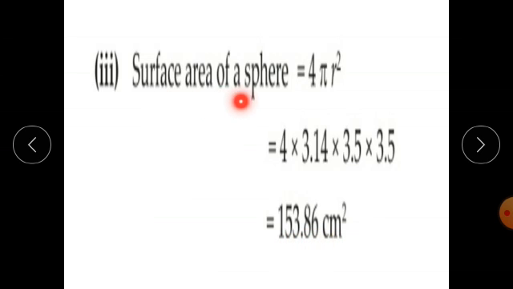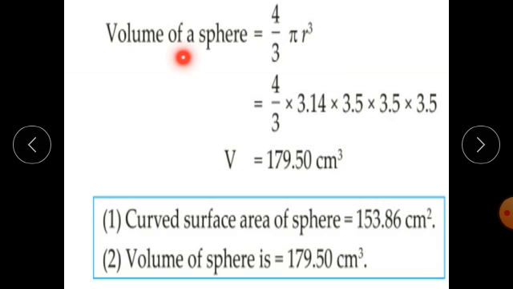So surface area of a sphere when radius is 3.5 centimeter is 153.86 centimeter square. And volume of a sphere equal to 4 upon 3 pi r cube. So 4 upon 3 into pi 3.14 into r is 3.5. So 3.5 cube means 3.5 into 3.5 into 3.5. Therefore, volume of a sphere equal to 179.50 cubic centimeter.